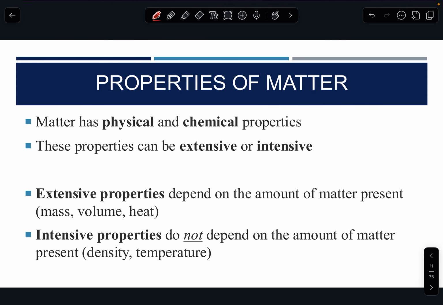Physical and chemical properties of matter can be either extensive or intensive. So extensive properties are going to depend on the amount of the matter present. That is going to be their mass, their volume, and their heat.